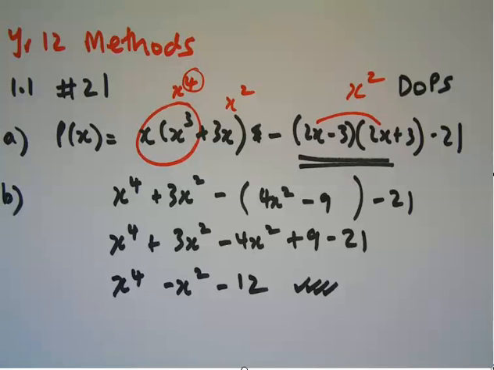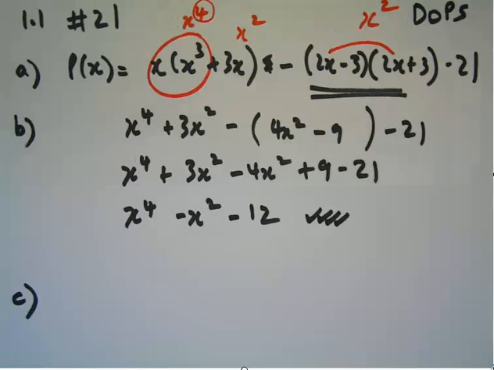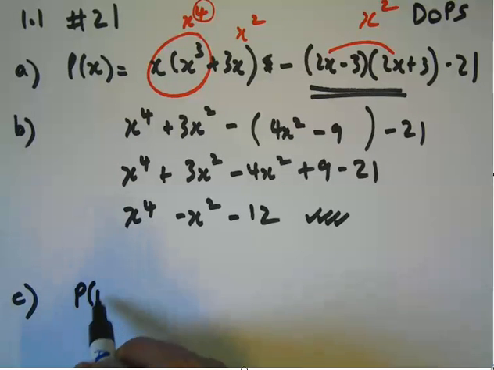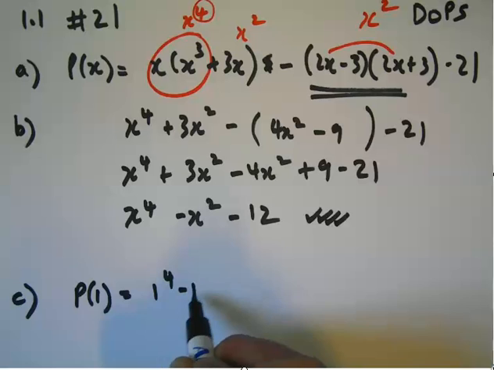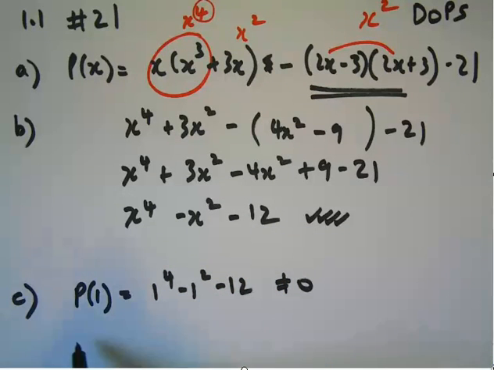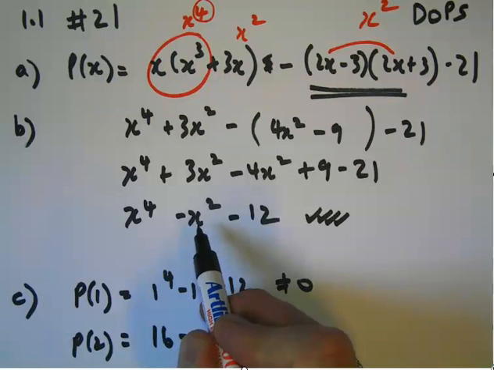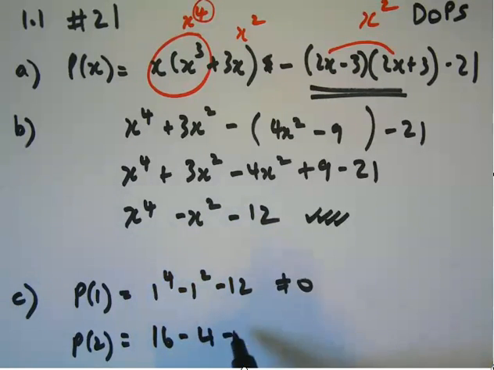Part C says factorise using the factor theorem. Okay, P of 1 is going to be 1 to the power of 4 minus 1 squared minus 12, which does not equal 0. P of 2 is going to equal 2 to the power of 4, which is 16, minus 4 minus 12, which does equal 0.